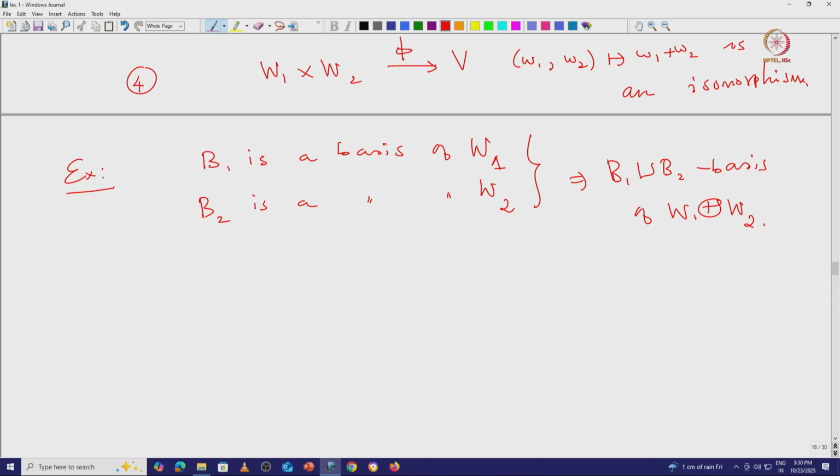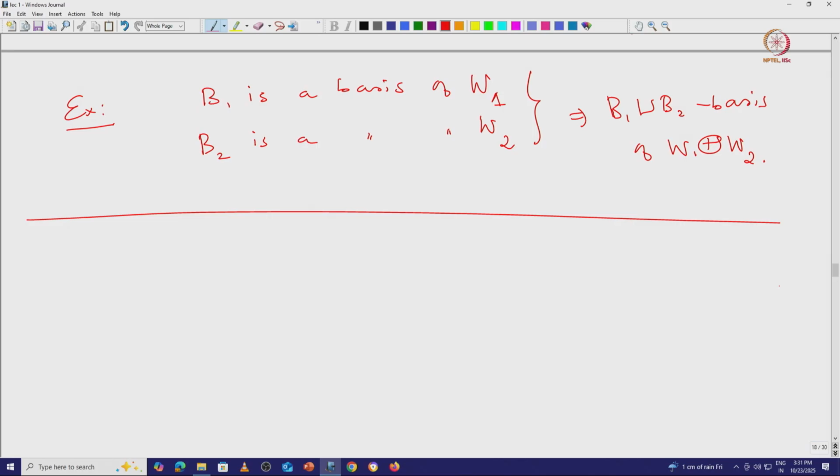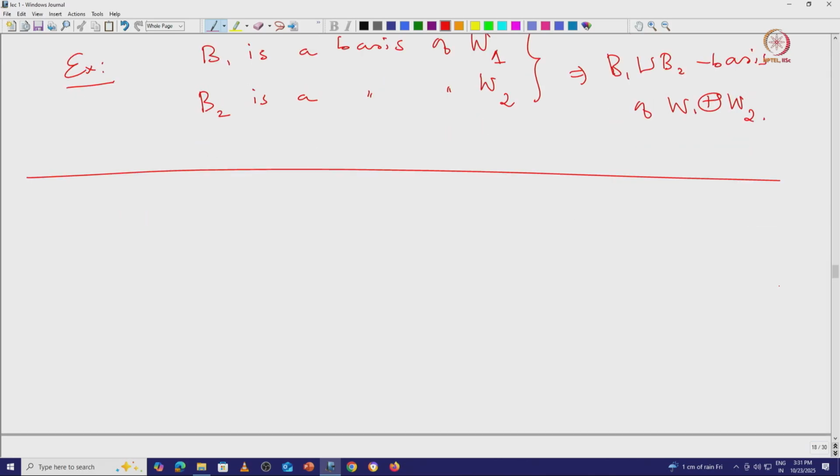As I said before, one can generalize this to any finite collection of subspaces of V. I will leave it to you to think about it. So, we need this notion of inner product spaces, which we will recall now. This is a very strong tool that can be used in the representation theory of finite groups.